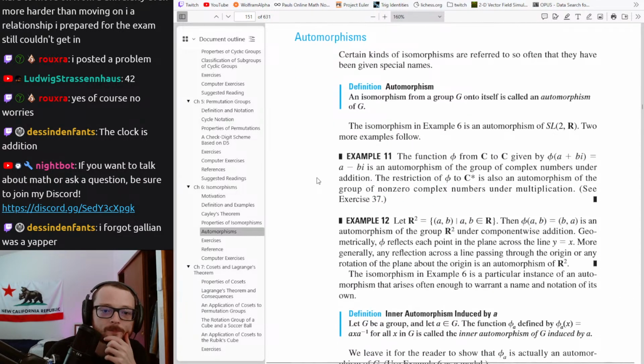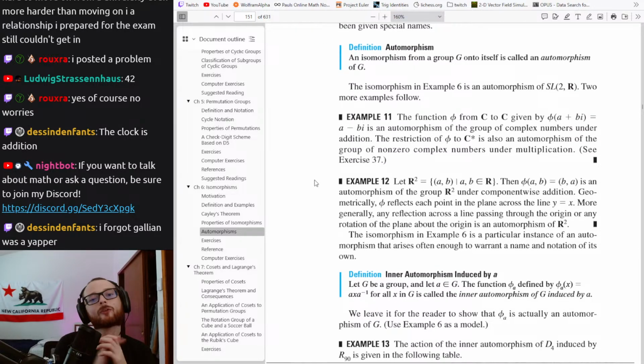Okay. So, an isomorphism from G onto itself. I don't know what that's supposed to look like. I guess that's why we have examples. The function phi from C to C given by phi of A plus bi equals A minus bi is an automorphism. Prove: complex numbers under addition.